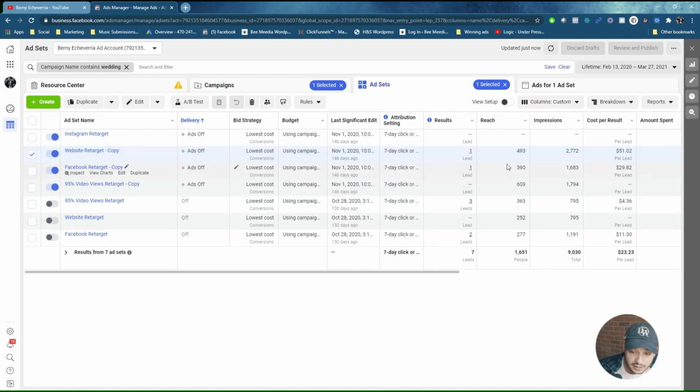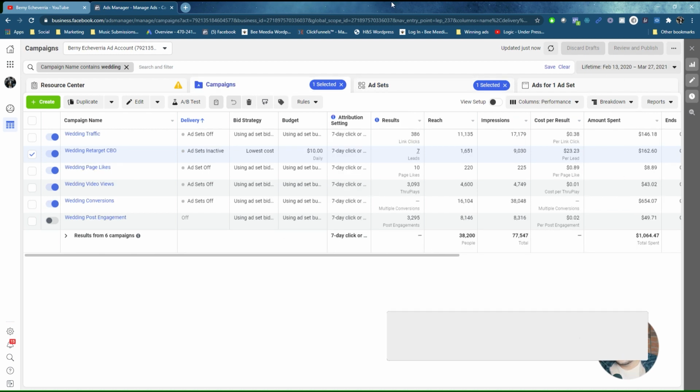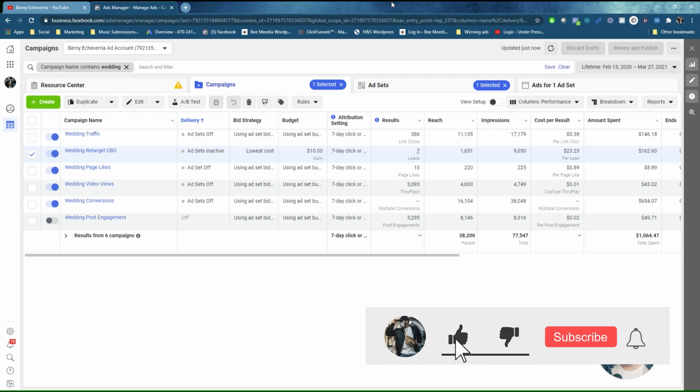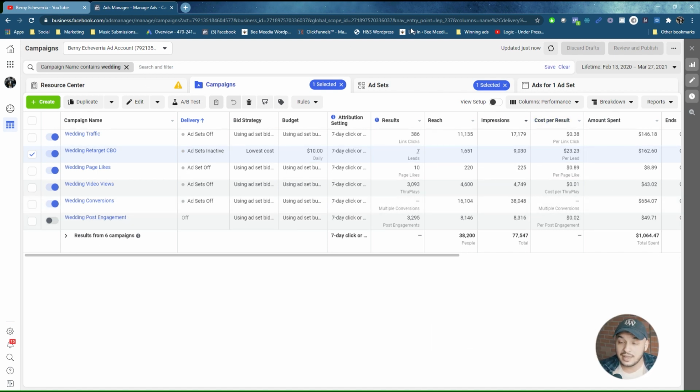So as you can see here, 1, 2, 3, 4, 5, 6, 7, and I believe it was 3 more. I don't know why it's showing just February, but here would be kind of an e-commerce service-based campaign set of ads that I've been running, and it's been working for me. And you can see I've spent about $1,064 on my entire wedding campaign, and the majority of it was trying to get conversions.